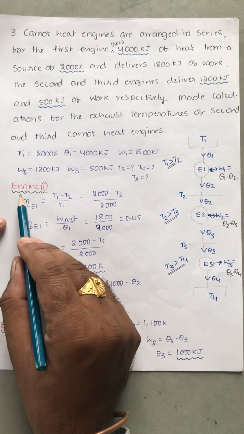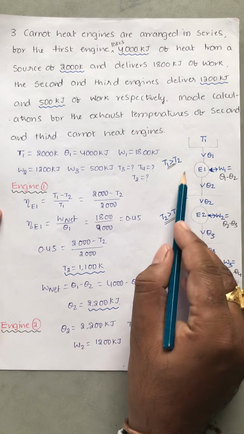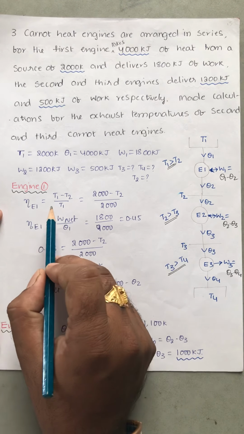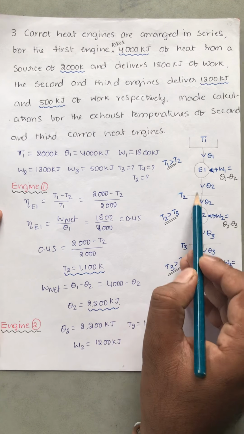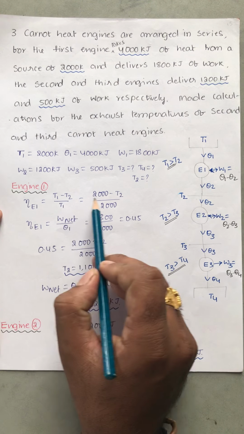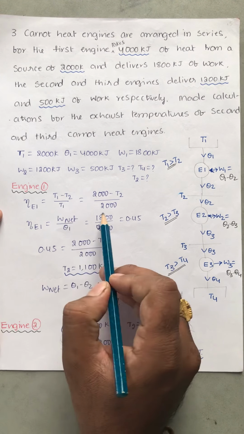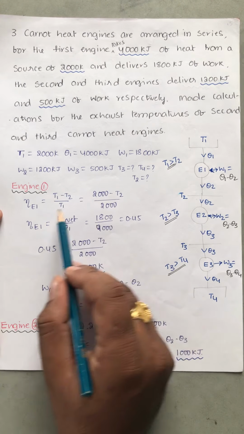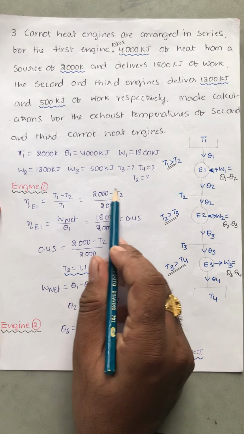Now efficiency, first let us consider engine 1. Efficiency of engine 1, this engine. This is a Carnot engine, so you can write the formula in terms of temperatures: T1 minus T2 by T1, where T1 is 2000. From this you can calculate the efficiency of the heat engine, but you don't know the T2 value.